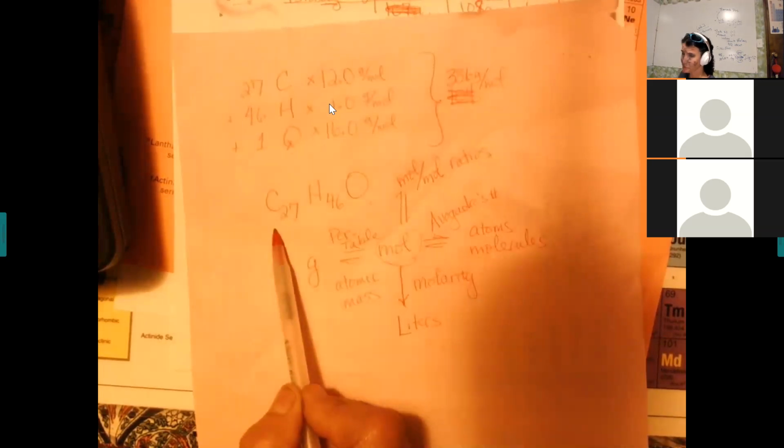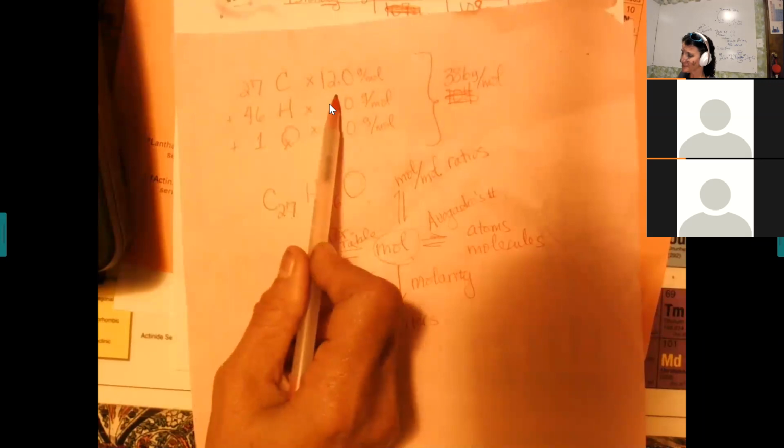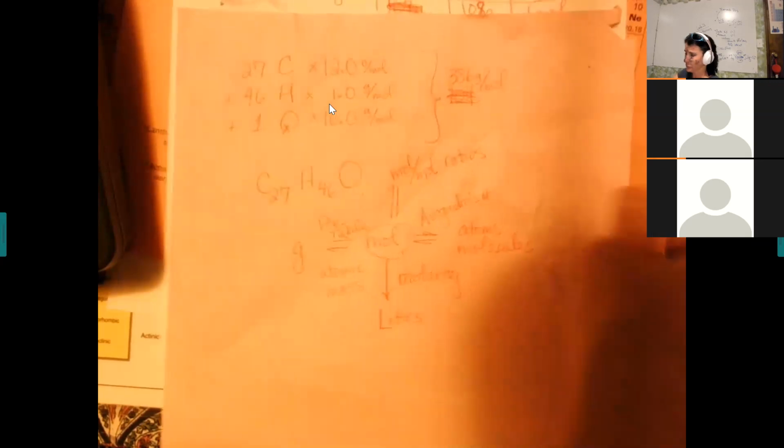So the formula was 27 carbons. So I have 27 carbons times the 12. Again, the 12 is from your periodic table. It's these atomic masses. Then there's 46 hydrogens. And so the atomic mass of hydrogen.